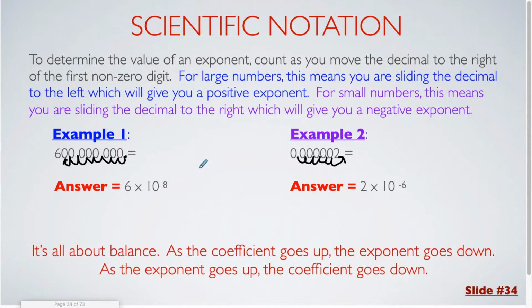There's another way that you can think about this. It's all about balance. As the coefficient goes up, the exponent must go down so that the number remains constant. As the exponent goes up, the coefficient must go down. So here, if we consider this value 600 million, when I'm sliding my decimal to the left, that number keeps getting smaller and smaller. So my exponent has to go up to compensate. And here, as I am making this coefficient larger by bringing my decimal to the right, my exponent must go down. This will help us a little bit later when we need to fix a number to turn it into proper scientific notation.